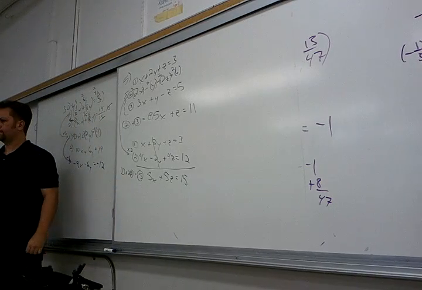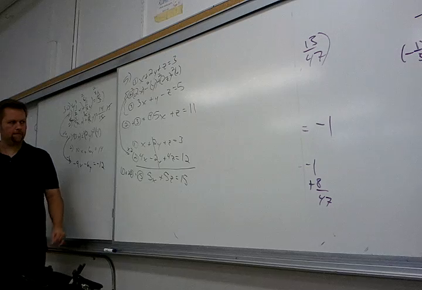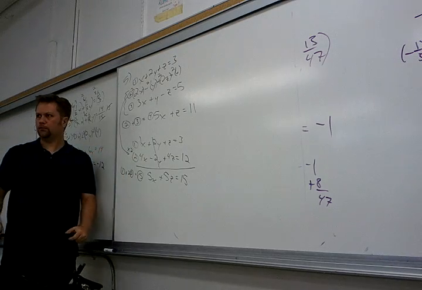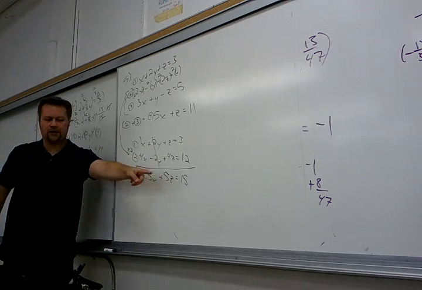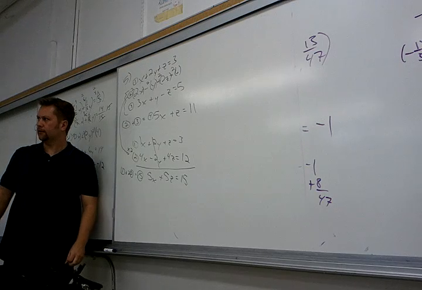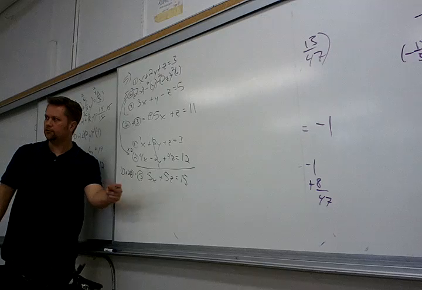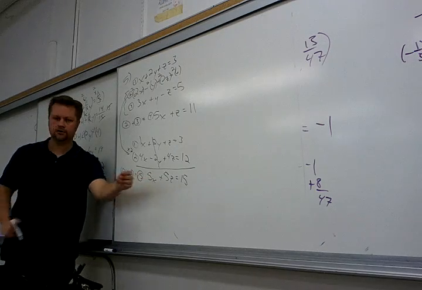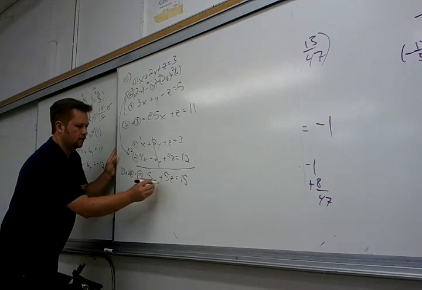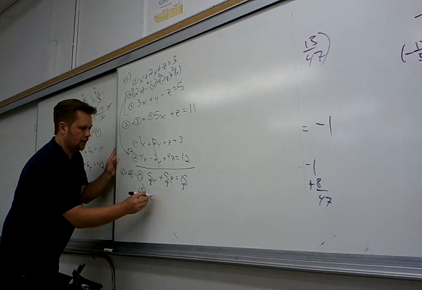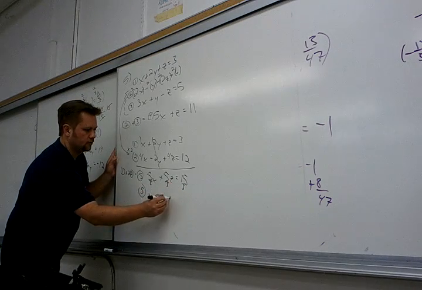Is it 5x? Yep. What's really nice about that equation, you can see right off the bat, the 5 goes into everything. Exactly. So whenever you see that in an equation, do that immediately because then you have smaller numbers. So divide by 5. x plus z equals 3.